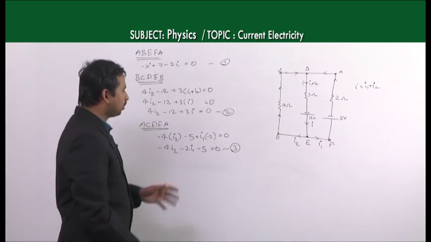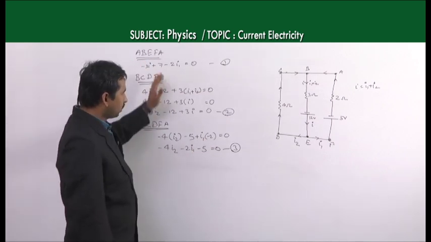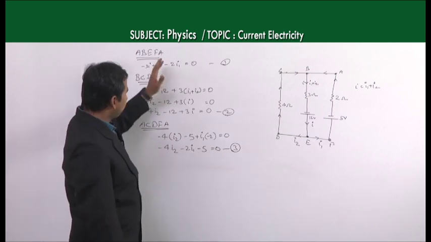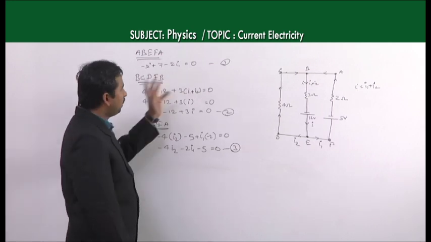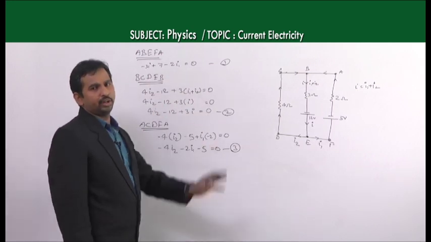So from the 3 closed circuits, we got 3 equations, and if you solve these 3 equations, we can easily find out the I1 and I2 values.